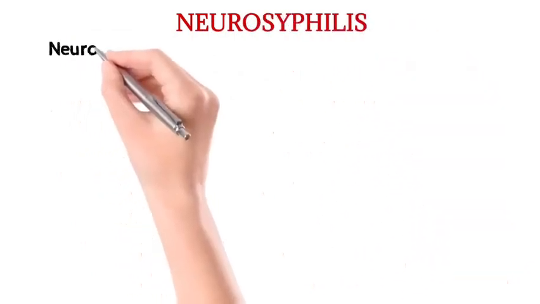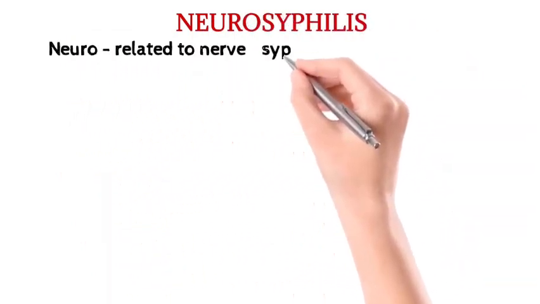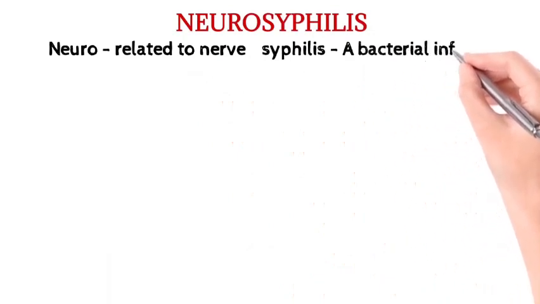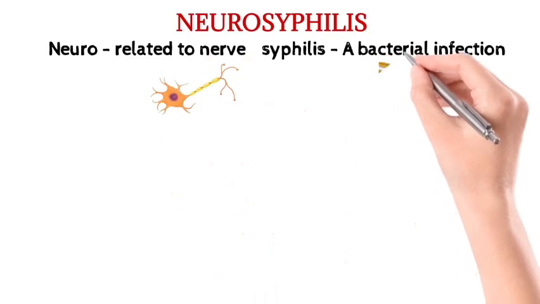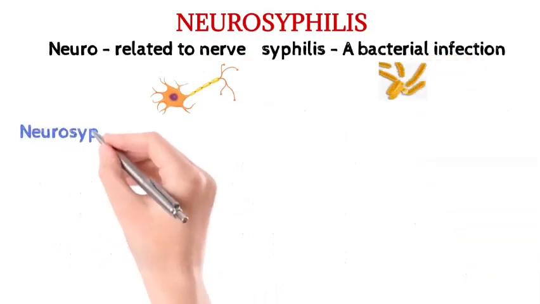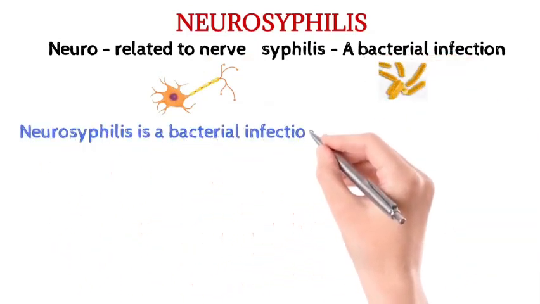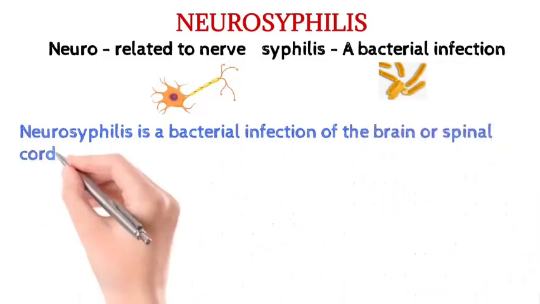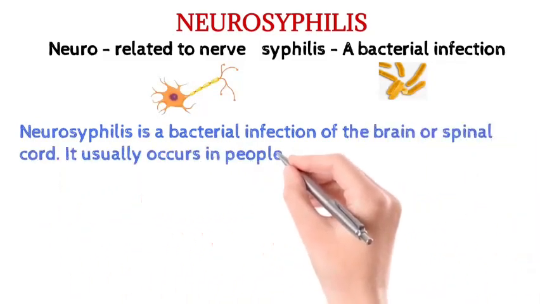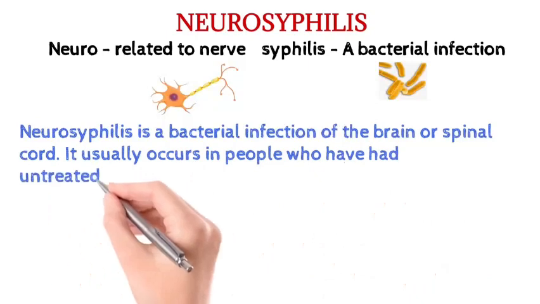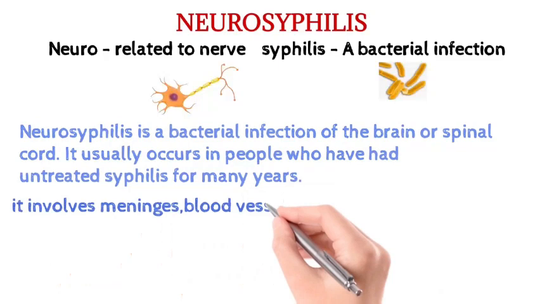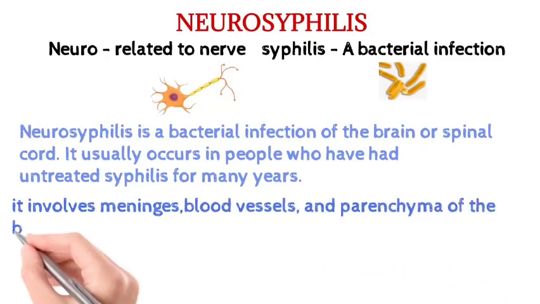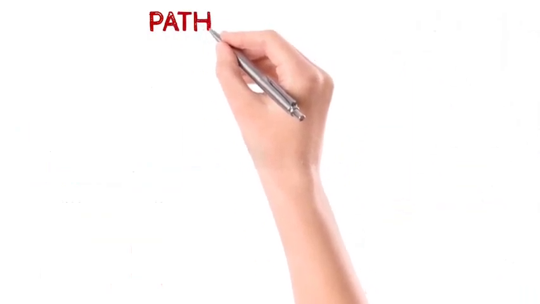Neurosyphilis is made up of two terms: neuro, related to nerves, and syphilis, a bacterial infection. Syphilis is a sexually transmitted disease caused by Treponema pallidum. So, neurosyphilis is a bacterial infection of the brain or spinal cord. It usually occurs in people who have had untreated syphilis for many years. It involves the meninges, blood vessels and parenchyma of the brain and spinal cord.